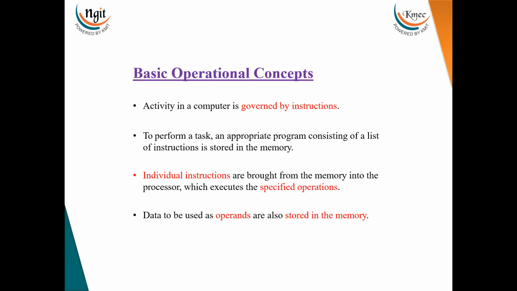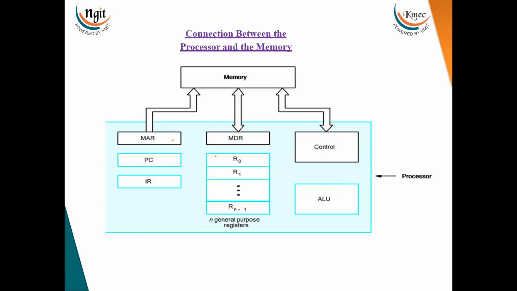Now, in this video, we will discuss basic operational concepts. Activity in a computer is governed by an instruction. To perform a task, an appropriate program consisting of a list of instructions is stored in the memory. Individual instructions are brought from the memory into the processor, which executes the specified operations.